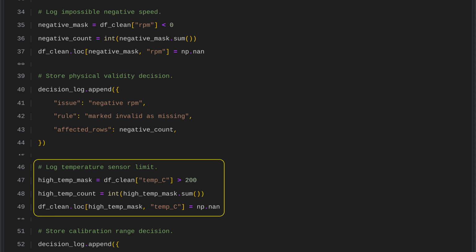To clean the temperature data, readings above 200 degrees Celsius are flagged as unrealistic. The flagged entries are counted to measure how many values exceed the limit. Then those values are replaced with not a number to mark them as invalid and keep the data within a realistic range.